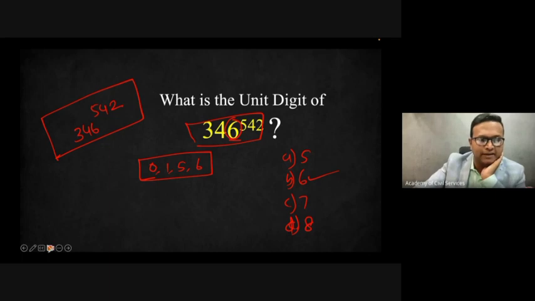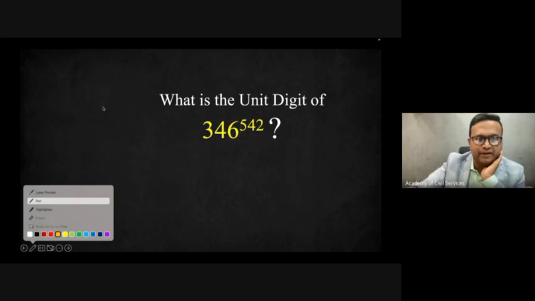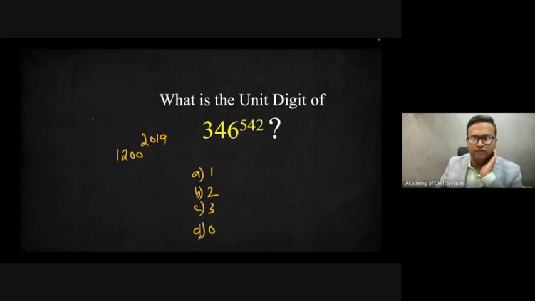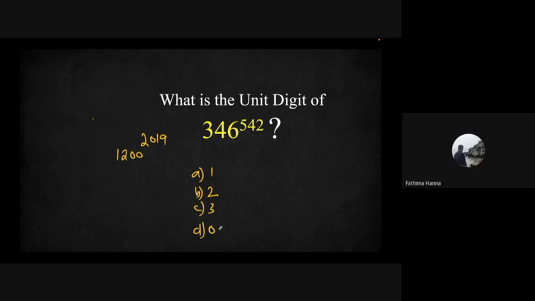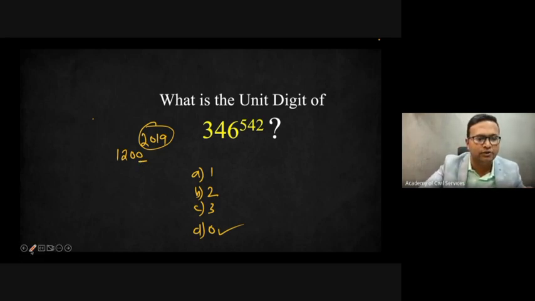Now, I'm writing a different question. What is the unit digit of 1200 power to 2019? Option A 1, option B 2, option C 3, option D 0. What is the answer? Everybody, whoever can answer. 0, option D, because the unit digit of the base is 0. Whatever is the power and whatever time you multiply, in the end only 0 will come.